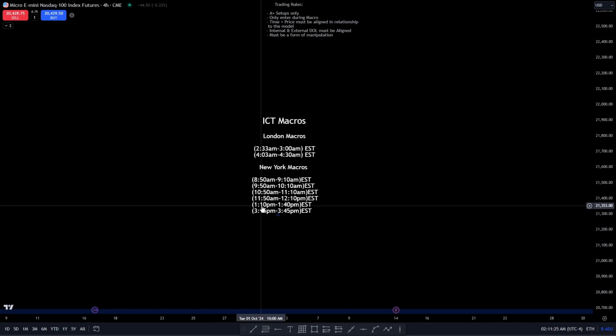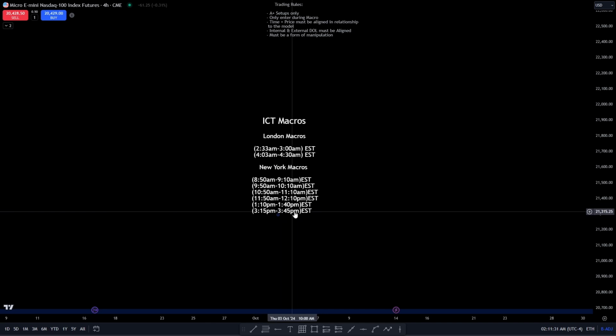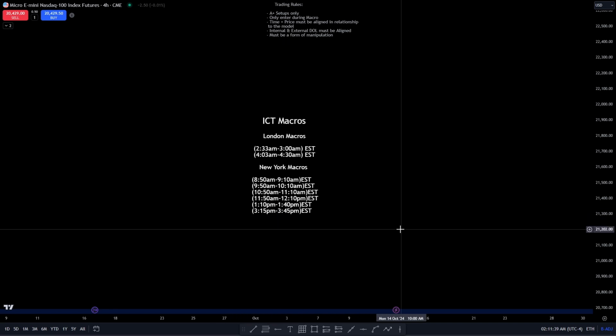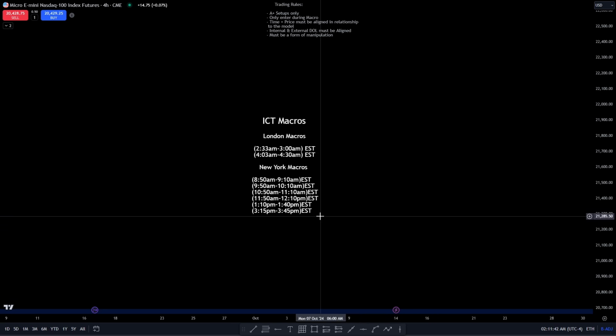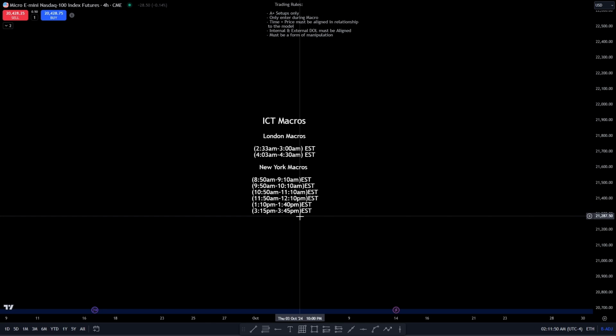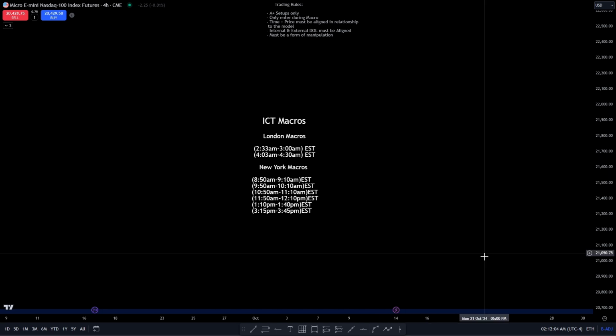But your next one is 1:10 p.m. to 1:40 p.m. This is the PM session macros, where it's typically lower volatility but still very nice. And then 3:15 p.m. to 3:45 p.m. This would be considered the end of day macro. End of day, because, well, it's kind of obvious. It's the end of the trading day. Market's about to close. So these are all the ICT macros. I'm pretty sure these are all of them. Someone can comment if I missed one, but I'm pretty sure these are pretty much all of them.